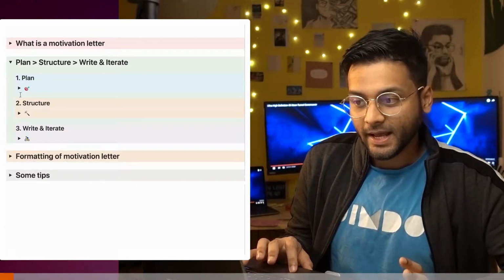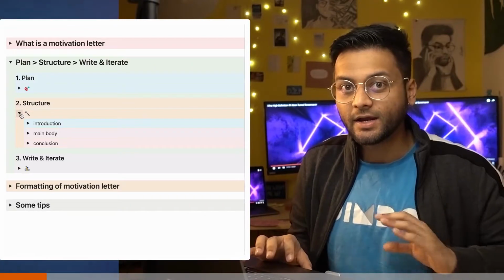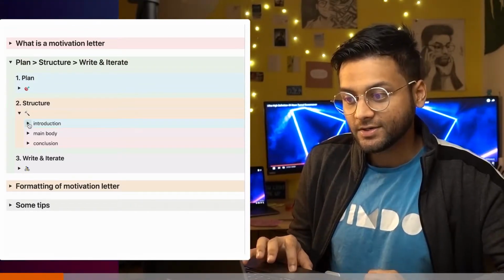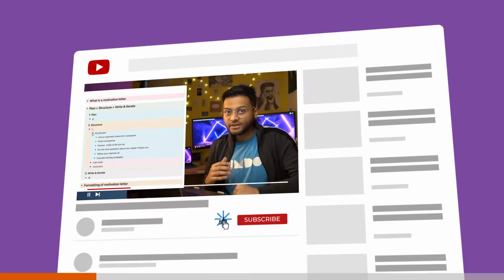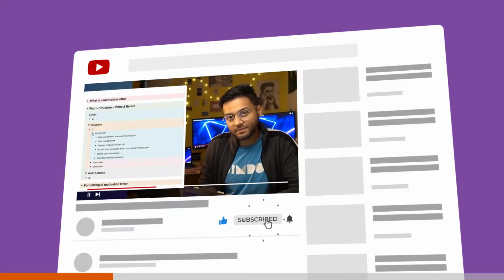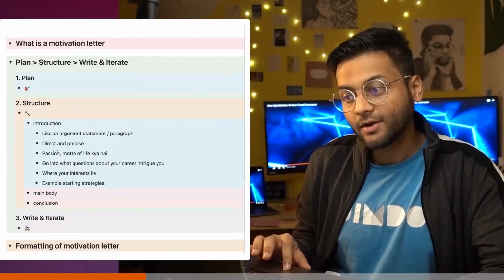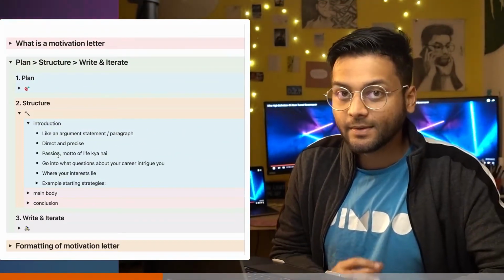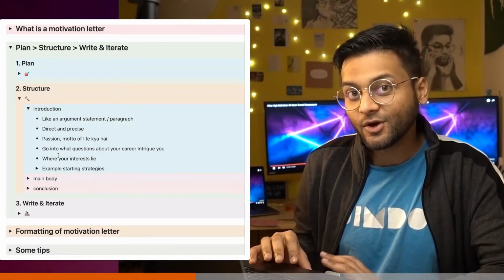Once you have made your plan, now is the time to structure the motivation letter. And in my opinion, you can divide your structure into 3 main parts. The first is the introduction, second is the main body, and third is the conclusion. The introduction needs to be an argumentative statement or maybe a paragraph. It needs to be direct and precise, and it should also talk about your passion and the motto of your life. Go into the question of why this intrigues you and where your interests lie.